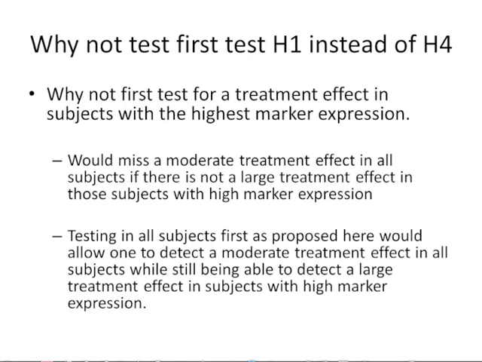Now, some of you may be thinking, well, why not first test for a treatment effect in subjects with the highest marker expression? And the reason is this would miss a moderate treatment effect in all subjects if there is not also a large treatment effect in those subjects with high marker expression. And further, testing in all subjects first as proposed here would allow one to detect a moderate treatment effect in all subjects while still being able to detect a large treatment effect in subjects with high marker expression if there is one.